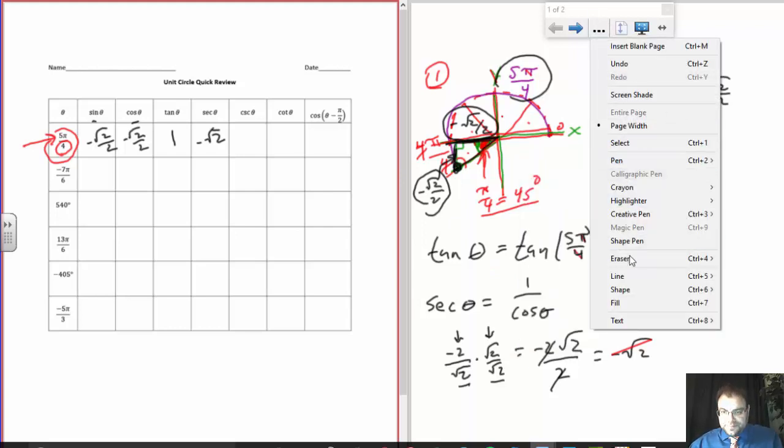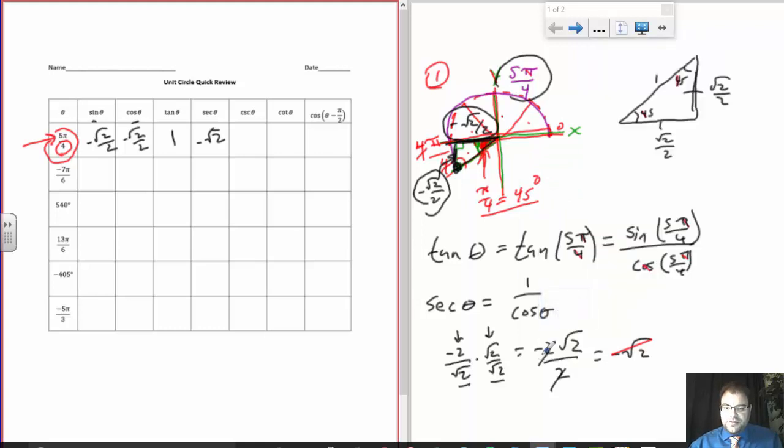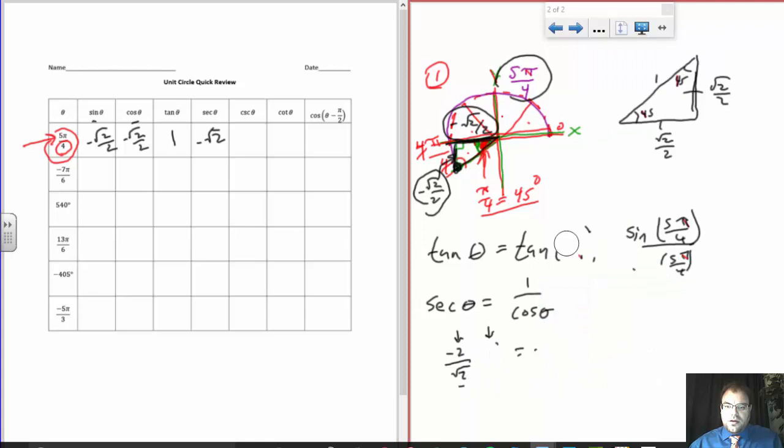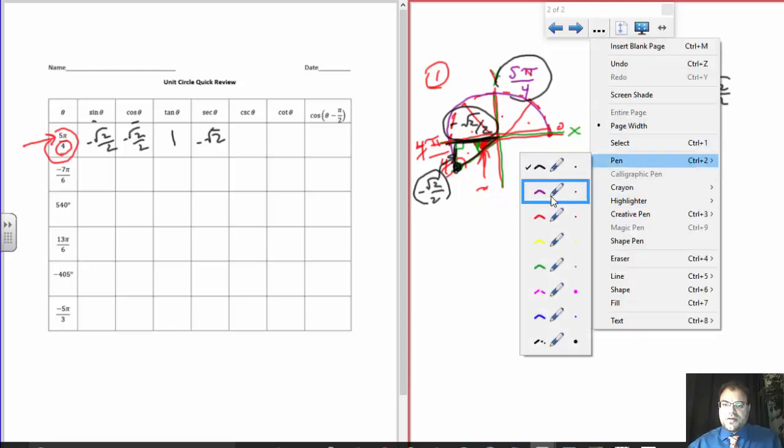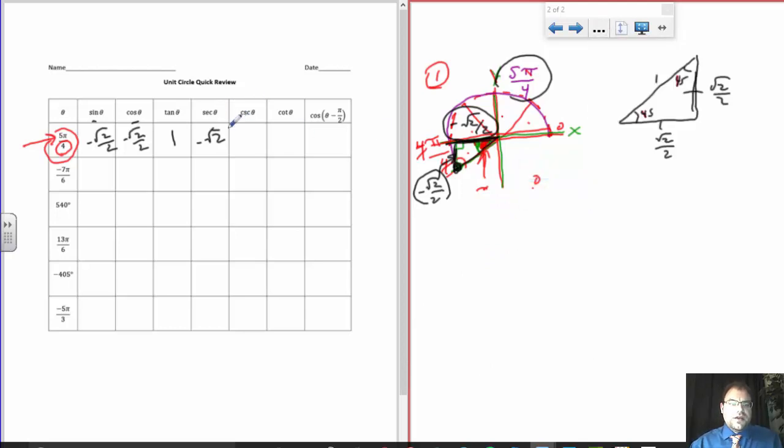I'm going to give myself some space here with this eraser. All right, let's go ahead and erase some of this here. Okay, and then we're going to continue here. So let's go ahead and find the cosecant. This is the same thing. We're just going to take sine instead. The reciprocal of sine is cosecant. So we're going to take sine's answer and flip it upside down. Well, because we notice that cosine and sine are the same, we should get the same answer as we did for secant. So this is also going to be negative root 2.